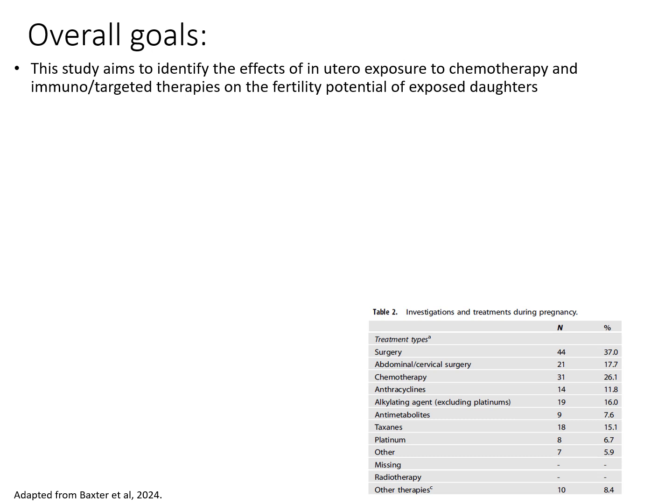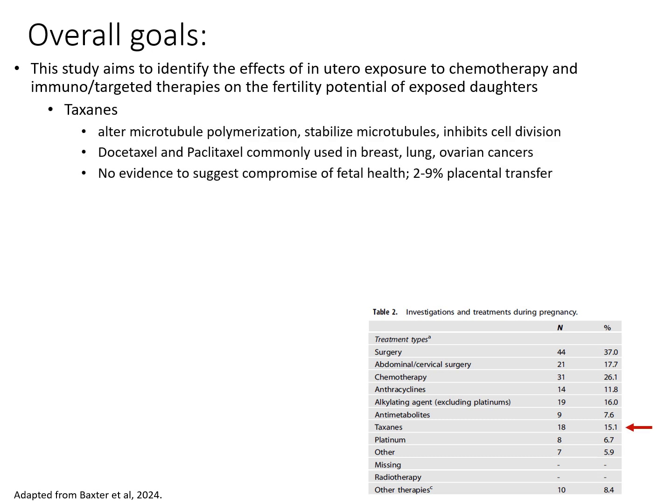To go back to the UK maternal malignancy study, we see that among the most common treatments are taxane-based chemotherapies. These alter microtubule polymerization or stabilize microtubules and ultimately inhibit cell division. Docetaxel and paclitaxel are among these agents. They're commonly used in breast, lung, and ovarian cancers. There is no evidence to suggest compromise of fetal health based on the studies that exist. And we do see that there's about a 2 to 9% placental transfer. Because they cross the placenta at lower rates than other therapies, we hypothesize that they may be more fertility sparing for daughters who are exposed in utero.